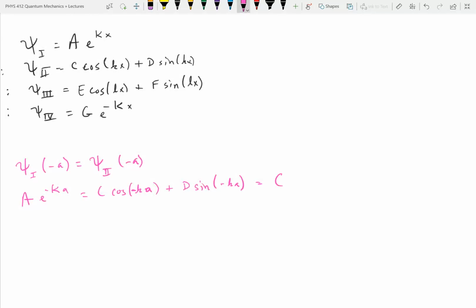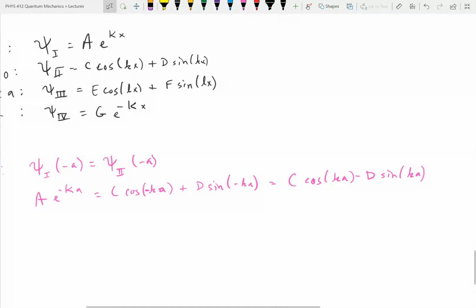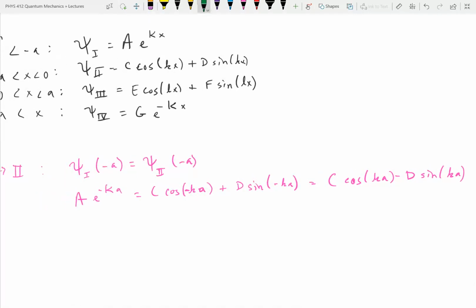Using the even-odd rules for cosine and sine, I'm converting it into positive angles. Okay, so there's that boundary condition. What's the next boundary condition?